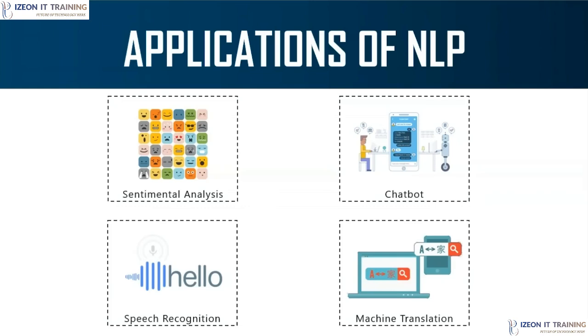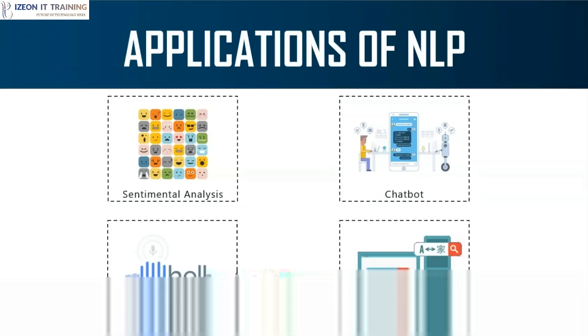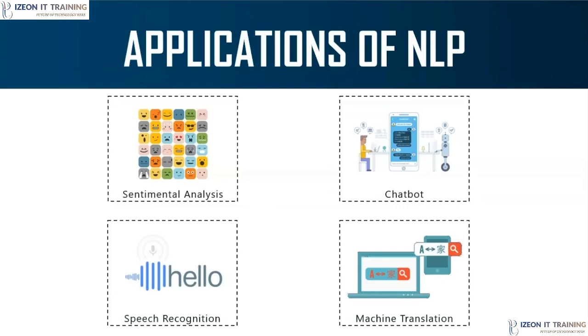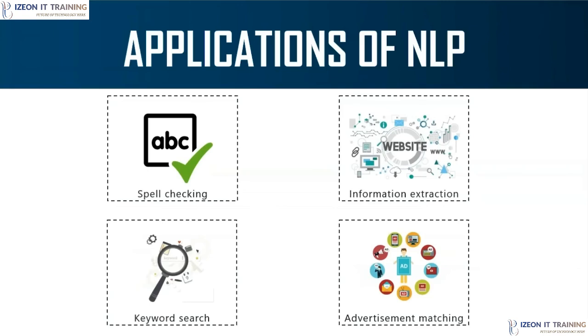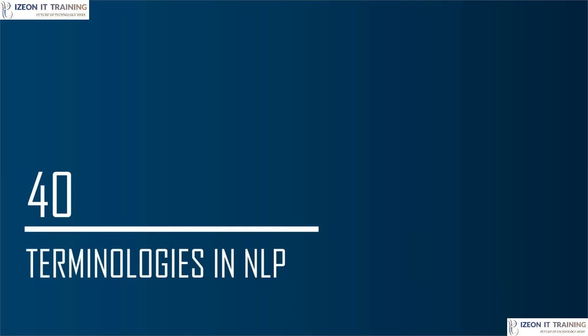Machine translation is another important application of NLP. An example of this is the Google Translator that uses NLP to process and translate one language to the other. Other applications include spell checkers, keyword search, information extraction, and NLP can be used to get useful information from various websites, from Word documents, from files, and etc. It can also be used in advertisement matching. This basically means recommendation of ads based on your history. So now that you have a basic understanding of where natural language processing is used and what exactly it is, let's take a look at some important concepts.